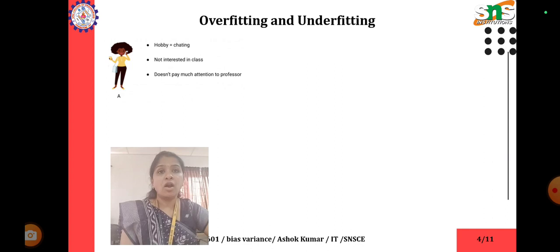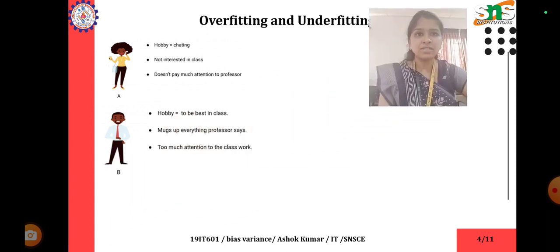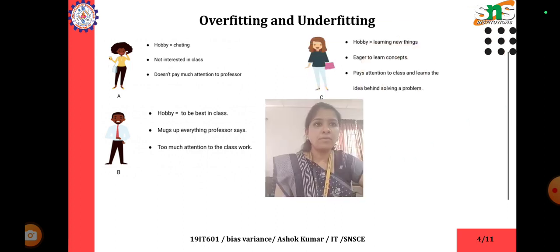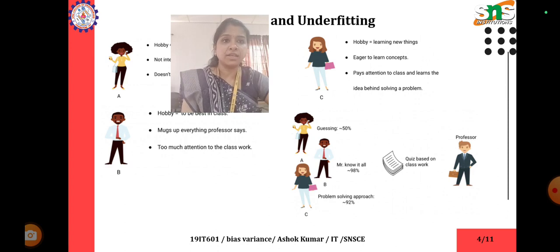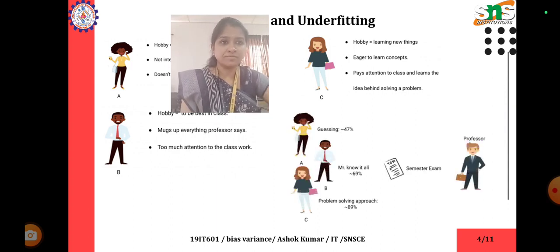Take an example of students. One student's hobby is chatting, not interested in class, doesn't pay attention to the professor. Another's hobby is to be the best in class, mugs up everything, and pays too much attention in the classroom. Another's hobby is learning new things, eager to learn concepts, pays attention to class and learns the idea behind concepts. So here we have a guessing of 50%, 98%, and problem solving approaches 92%. So this is a professor who is going to deal with this data set.